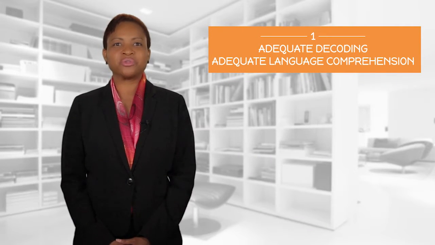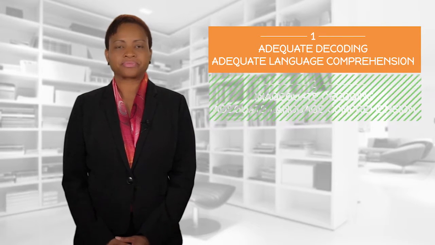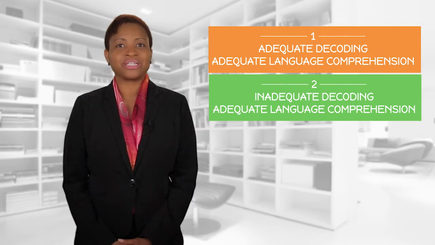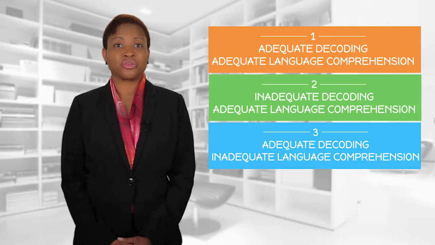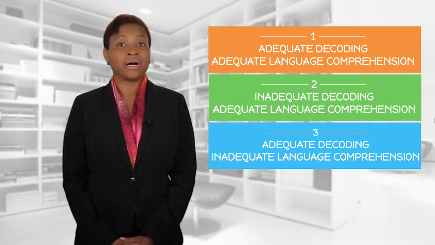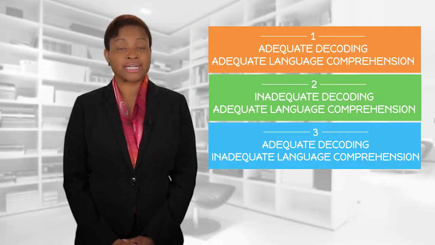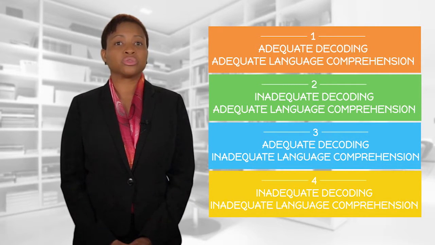There are 4 learner profiles. The first learner is someone who can read and comprehend the written word. The second is a learner who has adequate language comprehension but struggles to decode words. The third is a learner who can read any word on any page but struggles to understand what he or she is reading. And the fourth is someone who doesn't have adequate decoding or language comprehension skills. A learner who has adequate decoding and language comprehension skills will score at or above the 40th percentile on a subtest of reading comprehension on a standardized measure of reading.